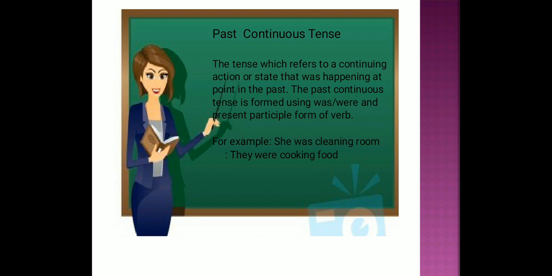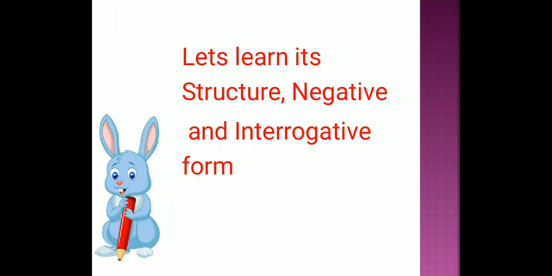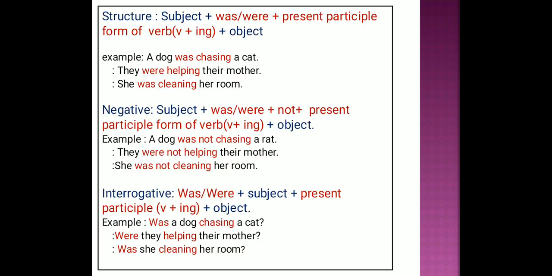For example, she was cleaning the room. They were cooking food. Let's have a look at its structure, negative and question form. Structure is subject plus was, were plus the present participle form of the verb, that means verb ing, plus object.